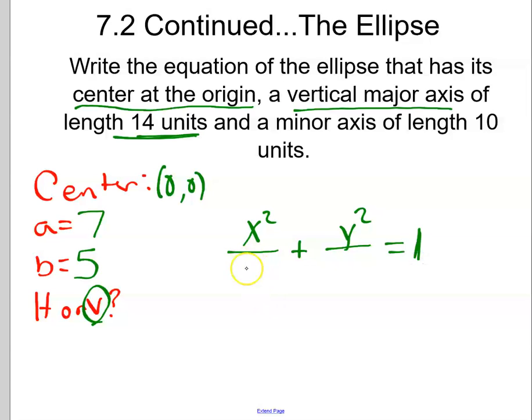And then our denominators are going to be a squared and b squared. We just have to figure out where the a and where the b are going to go. Since it's vertical, the a is going to go under the y. So a squared would be 7 squared, 49, goes down here. B squared is 25, that's going to go there. And that's your equation.